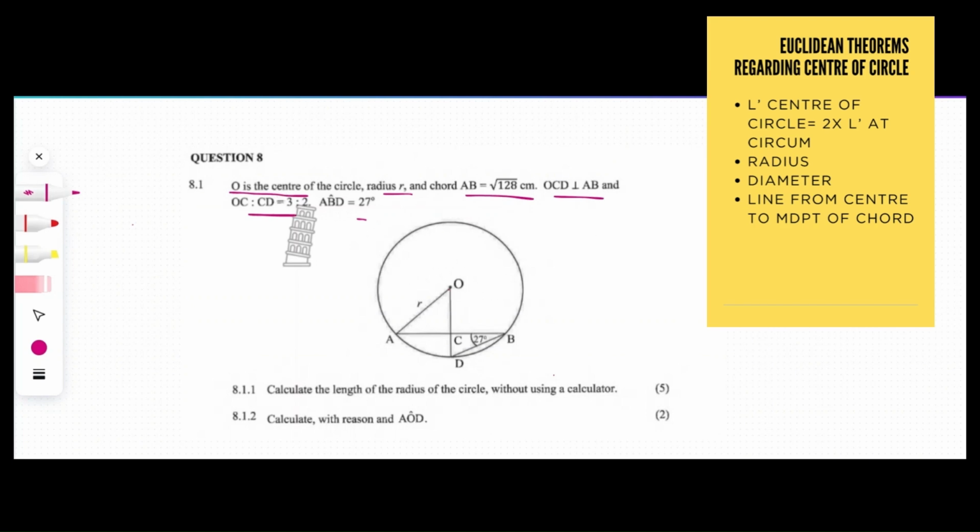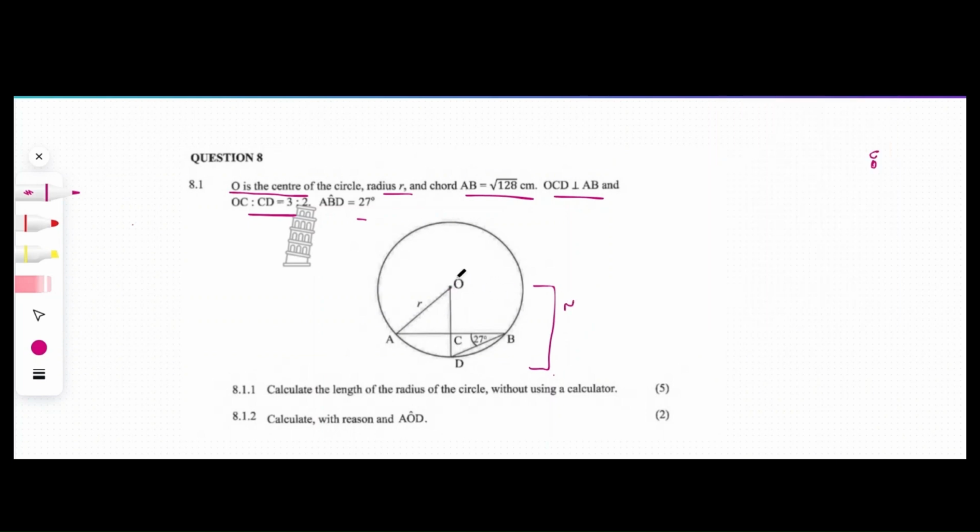Now, the reason why I have this little banner in the video is because if they've mentioned anything about there being a center, you need to list all the theorems in Euclidean geometry that regard the center, right? So we can clearly see that OD is a radius. Why is that? Because the radius is a line that stems from the center to the circumference of the circle, okay?